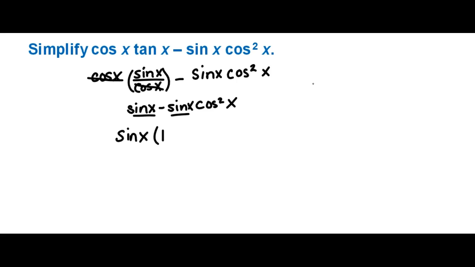Well, that would be 1 minus, I took a sine of x out of this term, so I'm left with cosine squared of x. So I have sine of x times 1 minus cosine squared of x. Recall that that is also sine squared of x. And since I'm multiplying a sine of x to 1 power times a sine of x to the second power, I can combine those by adding the exponents and get sine cubed of x.